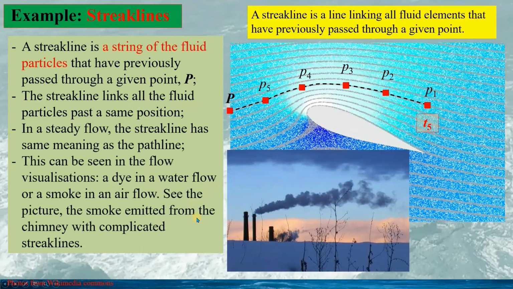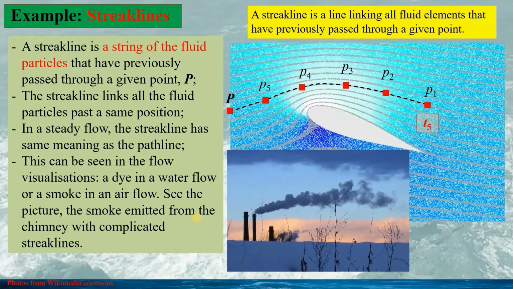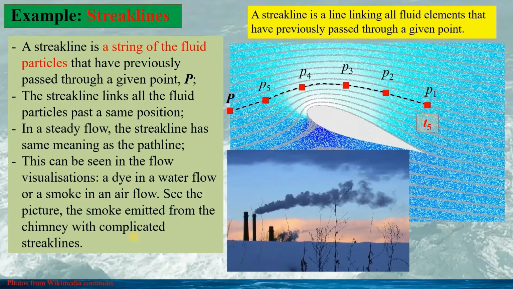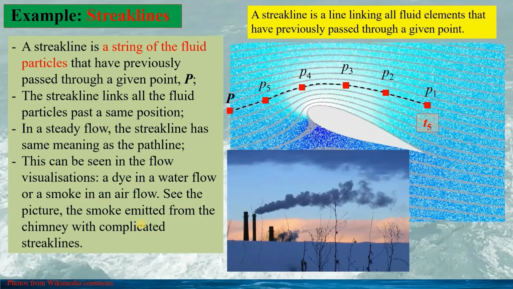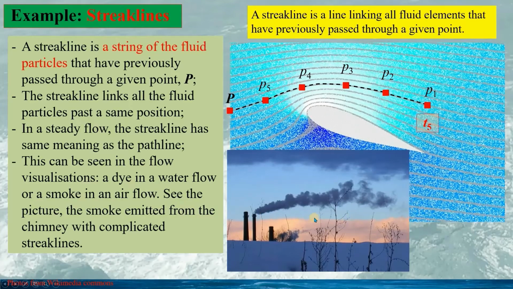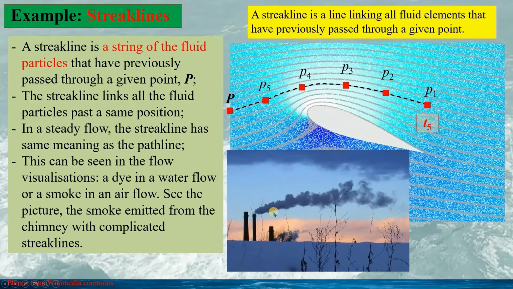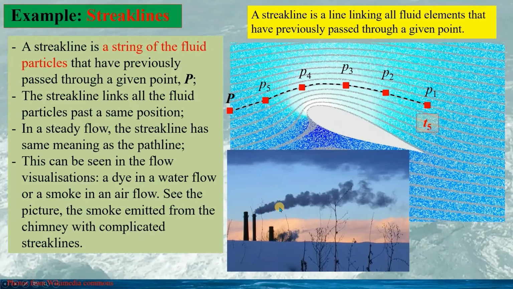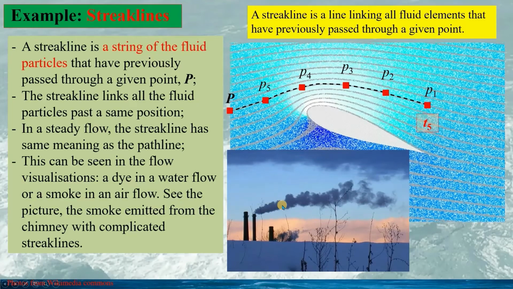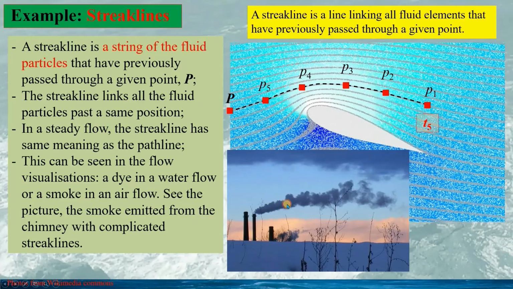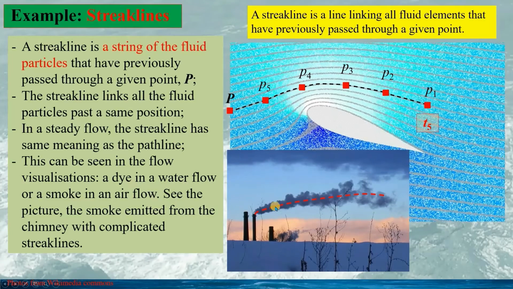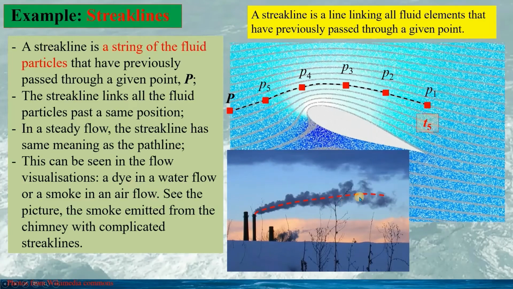In reality, we can see the streakline in fluid visualization, a dye in a water flow, or smoke in an airflow. See the picture here. This is the smoke emitted from the chimney. We can see the flow is turbulent, and the streakline would be very complicated. However, if we draw an average streakline, it would be something like this.